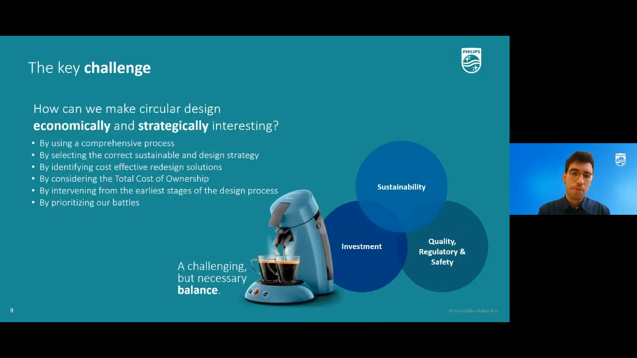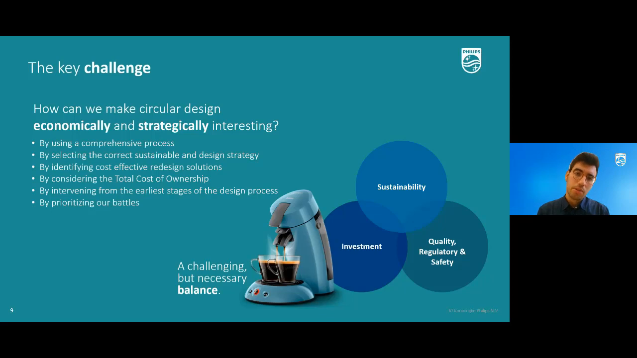So in most of the projects that we work on, we always find a key challenge that is about how to make a circular design economically and strategically interesting for a business. We often have to face this challenging but also really necessary balance between sustainability investments, so possible cost uplift determined by the improved design of the product, and boundary conditions determined, for instance, by quality, regulatory, and safety.